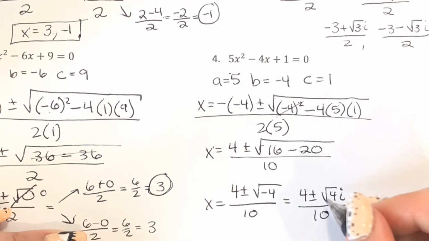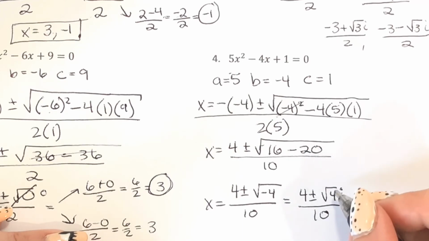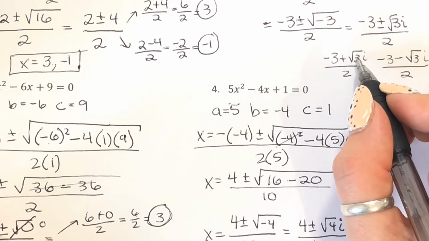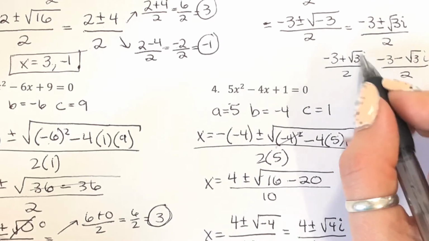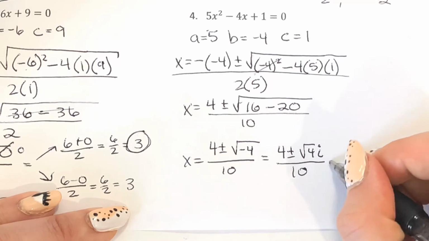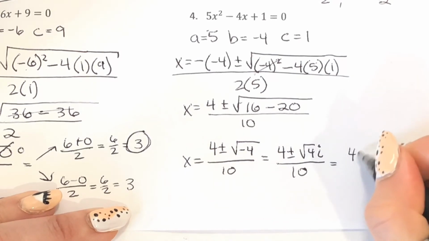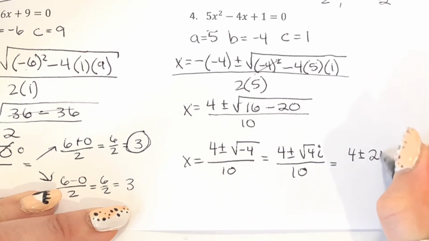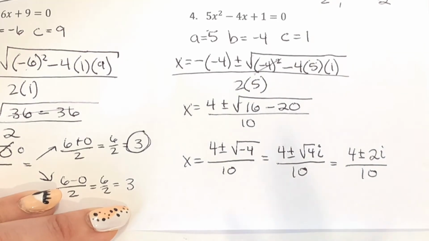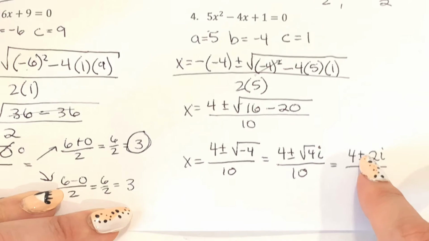But in this case, 4 is a perfect square. We can actually take the square root of it. On this example up here, 3 we can't take the square root of, so rather than have some ugly decimal, we just leave it in the square root. But we know the square root of 4 is 2. So we can turn this to be 4 plus or minus 2i over 10. And then again, this plus or minus means there's 2 answers.